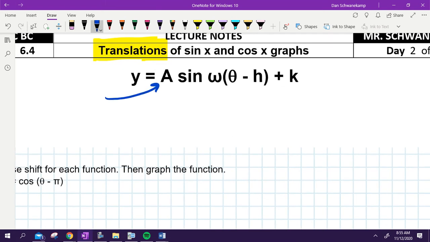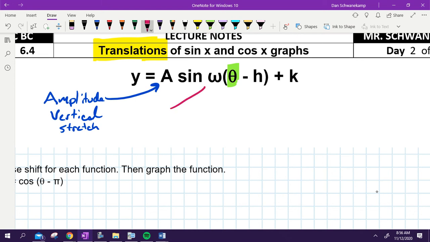The A in front, what does that A in front represent? That's our amplitude. And what does it do to our graph? Vertical stretch. Great. Then we had this little omega guy. Notice today that I used theta throughout the notes. That's fine. Theta, x, they mean the same thing. Don't get thrown off just because it says theta there.